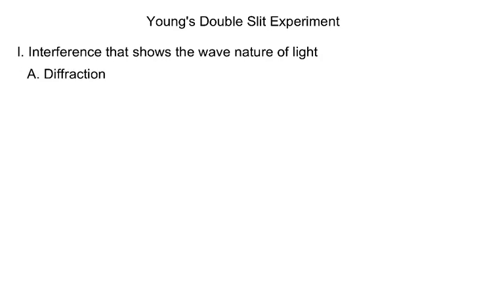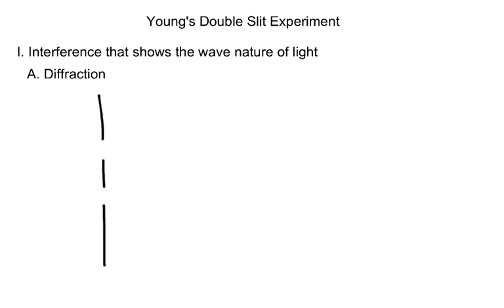Young's double-slit experiment will show an interference pattern on the screen, and this can be done through a process called diffraction. Diffraction occurs only for waves, and it is the bending of waves behind some sort of obstacle. What Young did is create an obstacle or a barrier with two open slits.